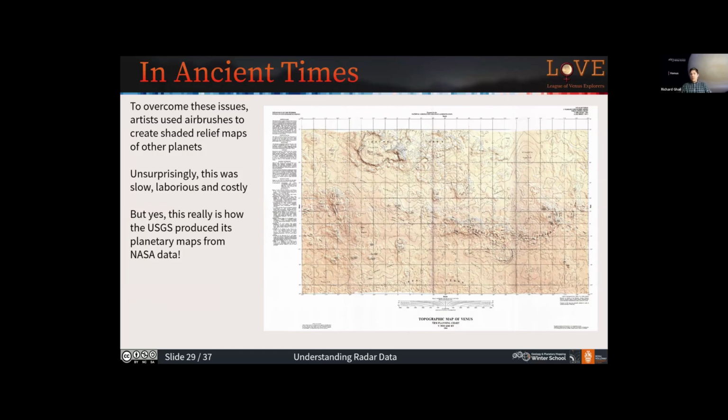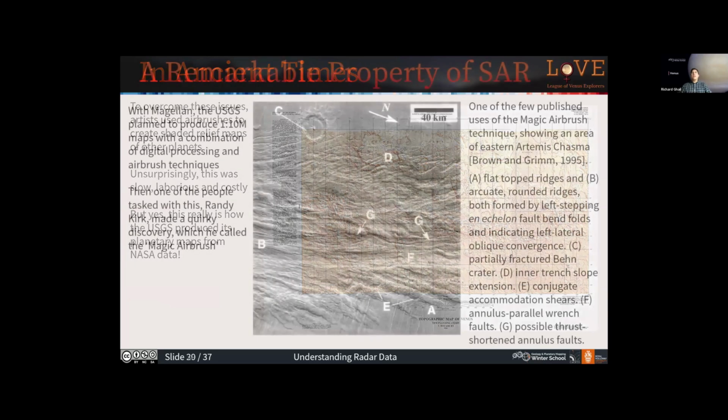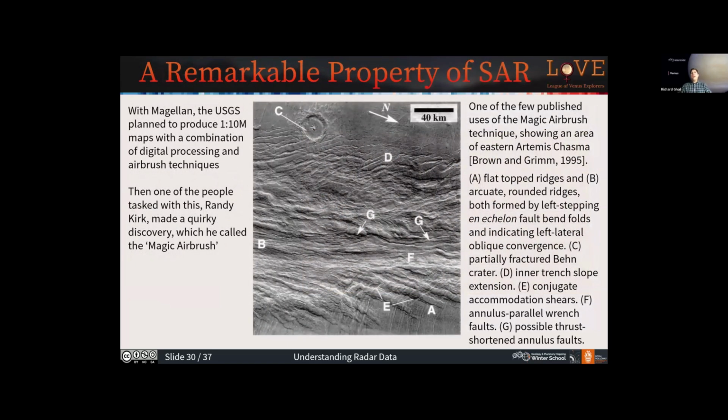Well, that's a very laborious process, but it turns out that you can do this almost automatically in a radar if you have opposite look directions. And the reason for that is that when you look from opposite sides, the slopes effectively cancel out, and what you're left with is roughness. And so if you invert the opposite look, you add together the two slope informations and you eliminate the roughness part. And that's what Randy Kirk at USGS worked out early on in Magellan.